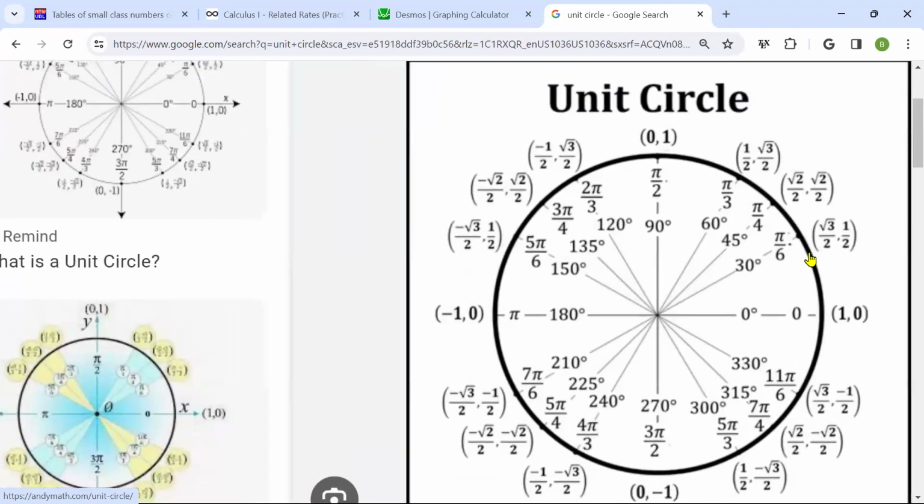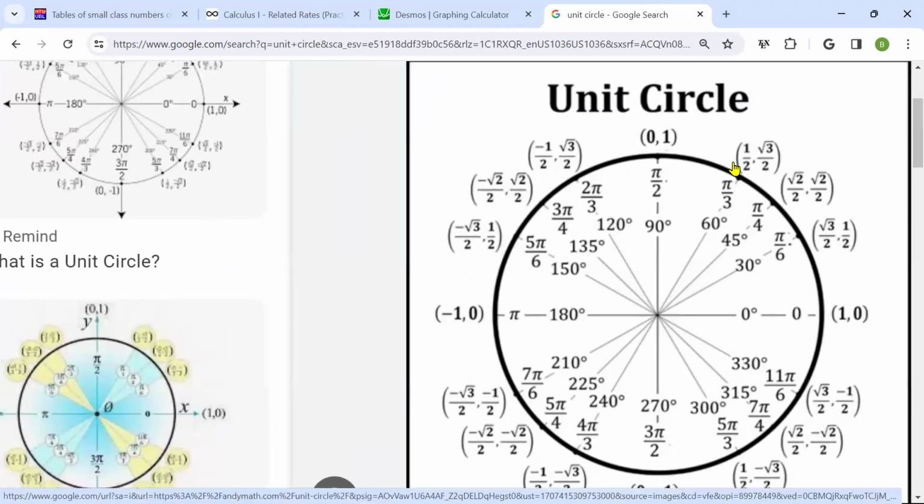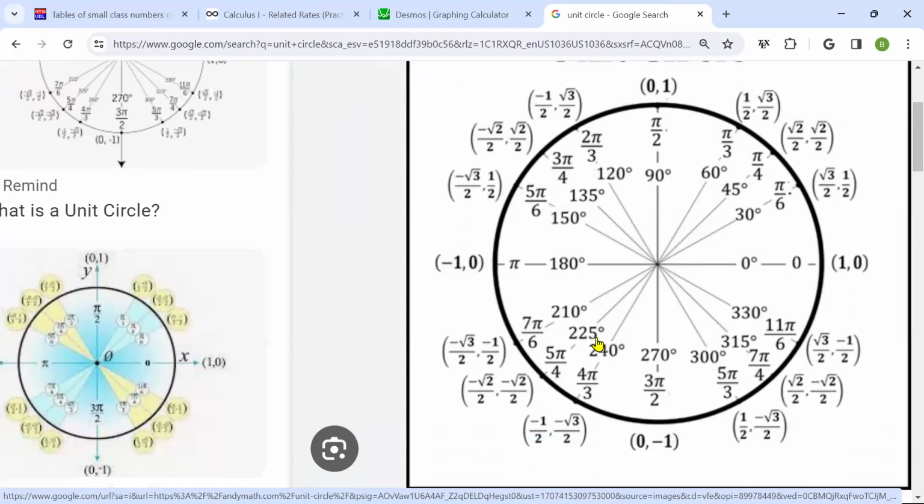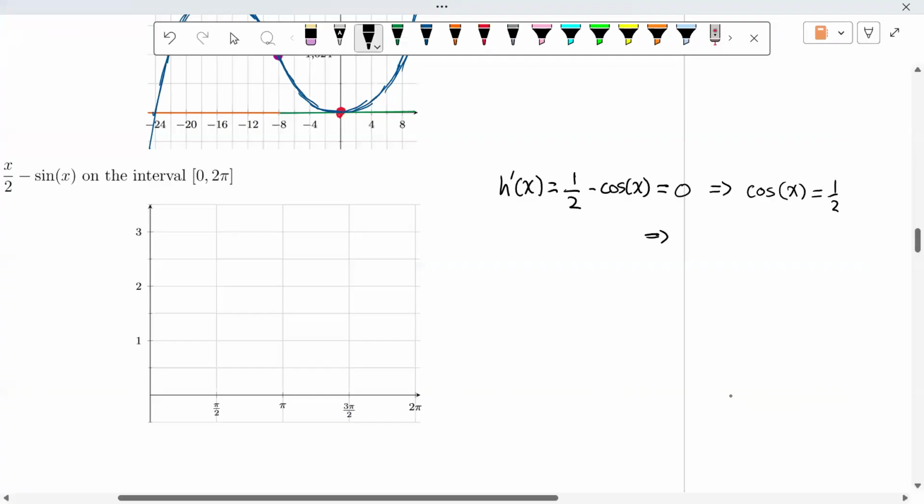Okay. Can anyone find the angle? Remember, cosine is which coordinate? The x or the y? X. So what angles give cosine of 1/2? Pi over 3 and 5 pi over 3. And that's it. So x equals pi over 3 and 5 pi over 3.